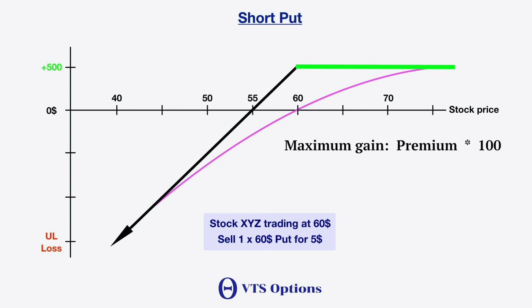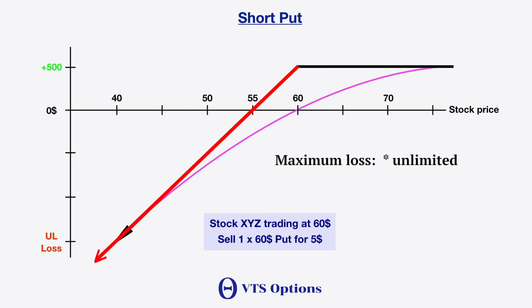We've got the maximum gain up here, which in the case of short puts, is capped at the premium we collected. So we sold the trade for $5, and one option contract represents 100 shares of the underlying, so $5 times 100, the maximum gain is $500.